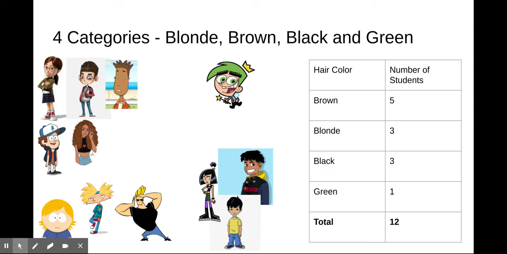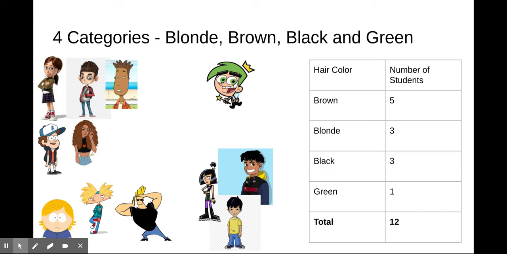So the first thing I would do is break up the categories. Okay, so how many people have brown hair? I have 5 in that category. And how many people have blonde hair? I have 3 in that category. Same with black hair. I have 3 people in that category and 1 person with green hair.